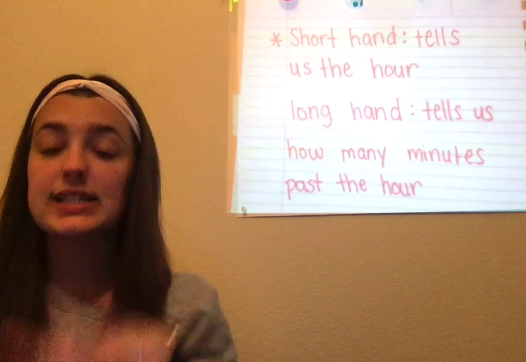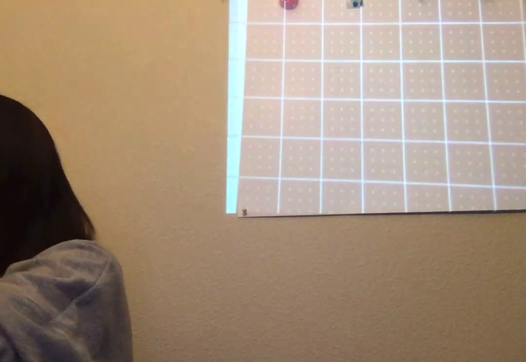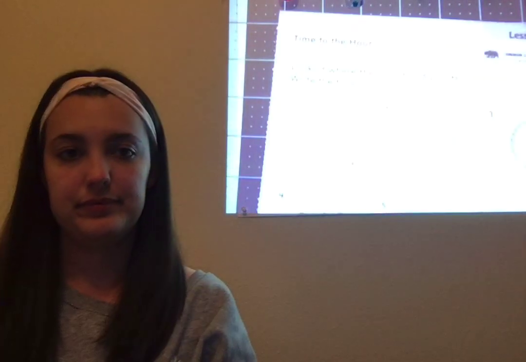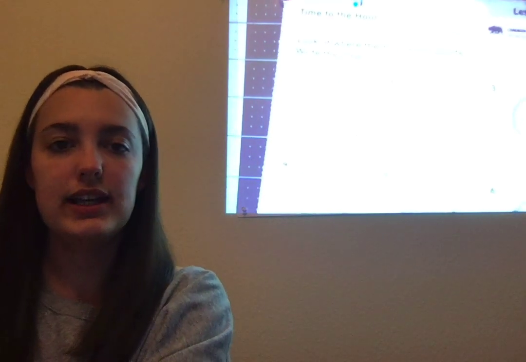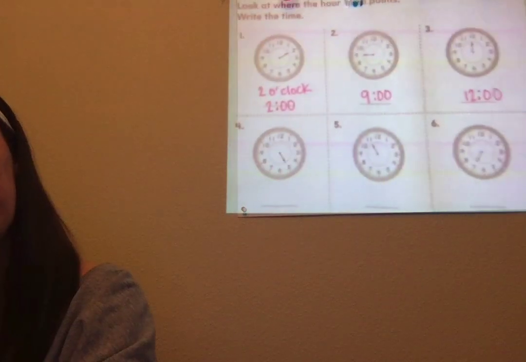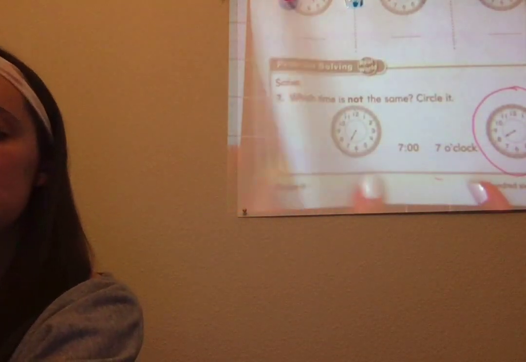So once you pause this, once you have this all down, you guys are going to go ahead and grab your Go Math book. That's this one right here. And you guys are going to find page 169. Okay, page 169. And it's going to look like this. Let's see if my lighting wants to help me out. There we go. It's just going to have a bunch of clocks on it, just like this. Page 169.